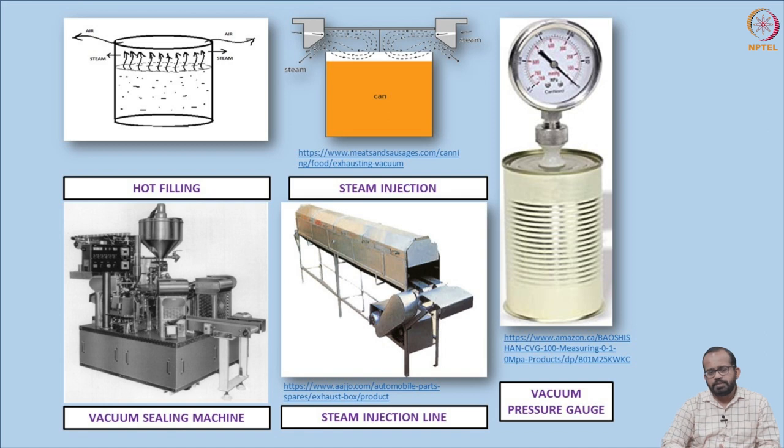It also helps in heating time as well. And vacuum inside the can is generally maintained at 20 to 45 millimeters of mercury. That is a normal vacuum pressure that is maintained inside the container. The mechanical vacuum sealing machines are there. Steam injection is, as we discussed, where steam is blasted into the headspace.